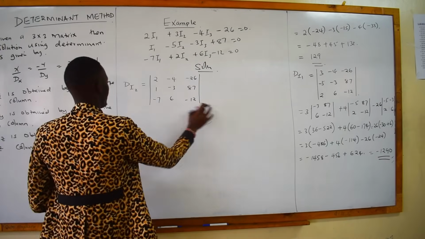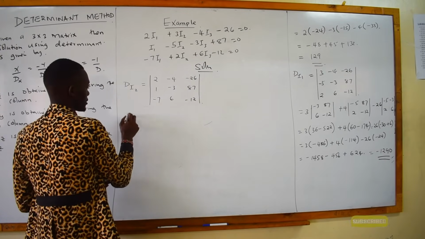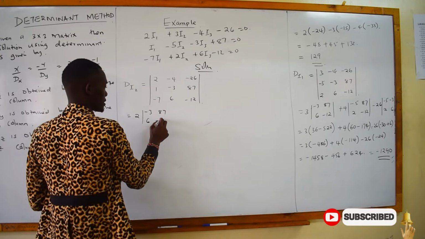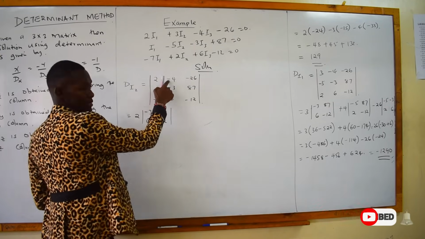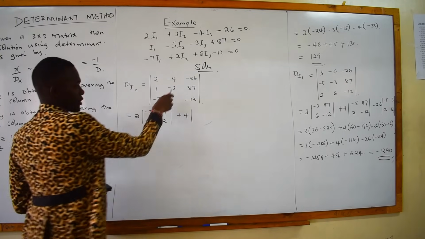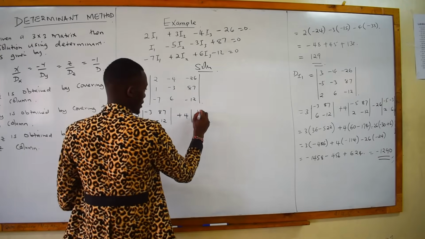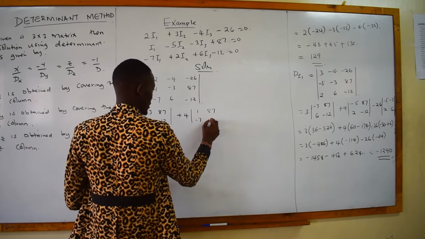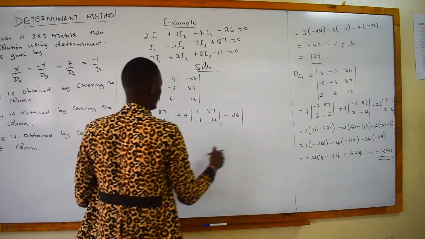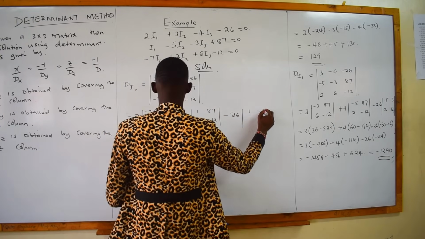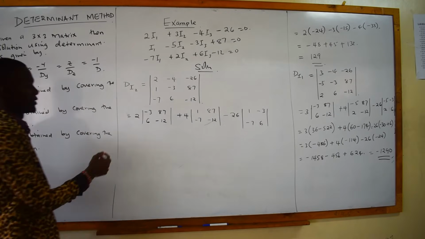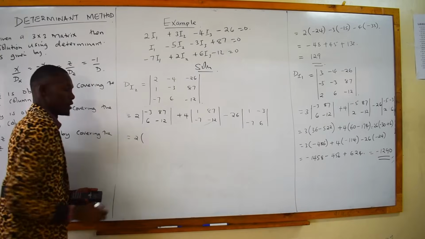Getting the determinant there, this gives us 2, you shall have negative of 3, 87, then you have 6, negative of 12. Then remember again, this term here is negative, so it shall be positive of 4. Closing this and this, we shall have 1, 87, negative 7, negative 12. Then this term will remain being a negative. Then you shall have 1, negative of 3, negative of 7, you shall have 6, then you shall have 2.